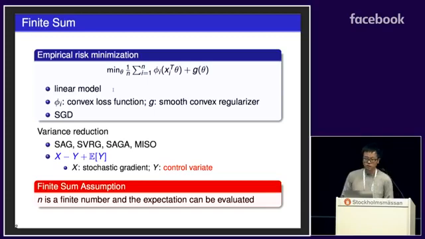And recently, there are a number of papers called variance reduction methods. By exploring the finite sum structures, they can achieve faster convergence rate, such as linear convergence rate for strongly convex functions. And the instances of the variance reduction method include SAG, SVRG, SAGA, and MISO. And they actually estimate the instances of this blue equation here. So here the x is the stochastic gradient, and the y is the control variate. And in this equation, we need to compute the expectation. So this means for variance reduction methods, the expectation needs to be evaluated.